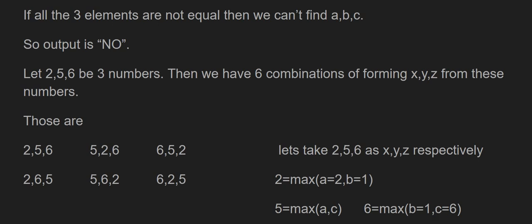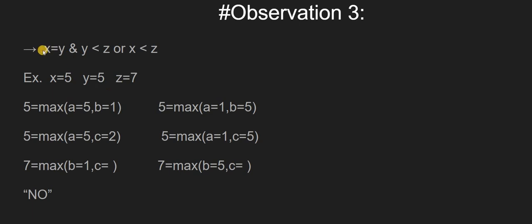So let us see the next observation. Let us take x equals y and y is less than z, and x is less than z. So let us take this case. For example, x equals 5, y equals 5 and z equals 7.